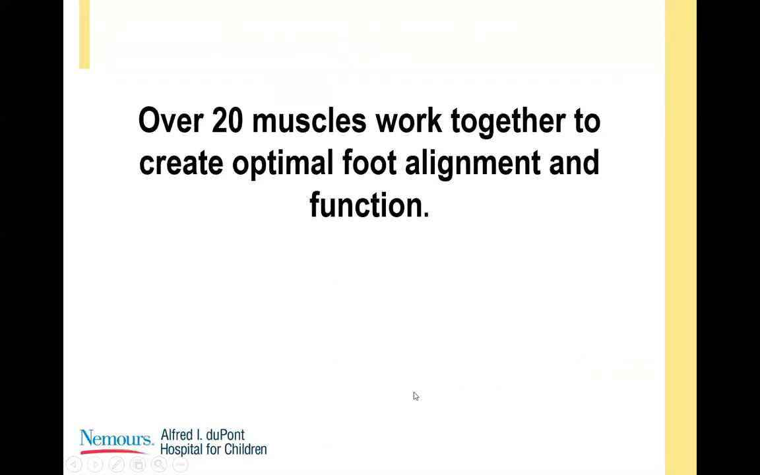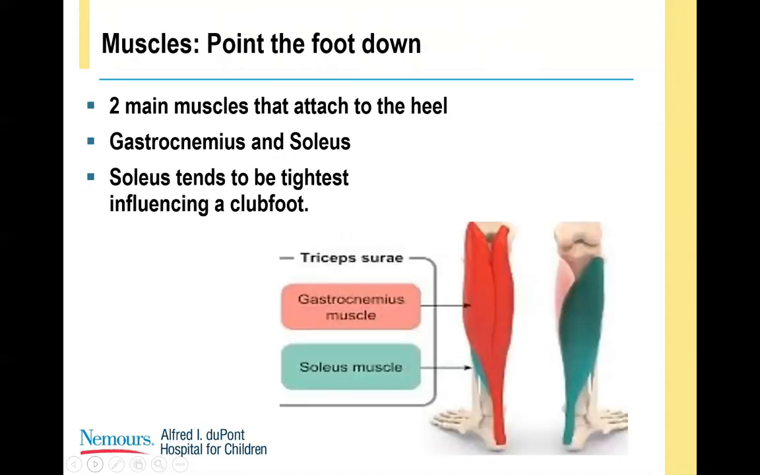After we look at bones, there's muscles. There's over 20 muscles that work together to create optimal foot alignment and function in the typically developing foot. Let's talk about where they are and what they do, so that way when we talk about what's overfiring or what's working, you have a little better idea of why it's influencing the foot alignment.